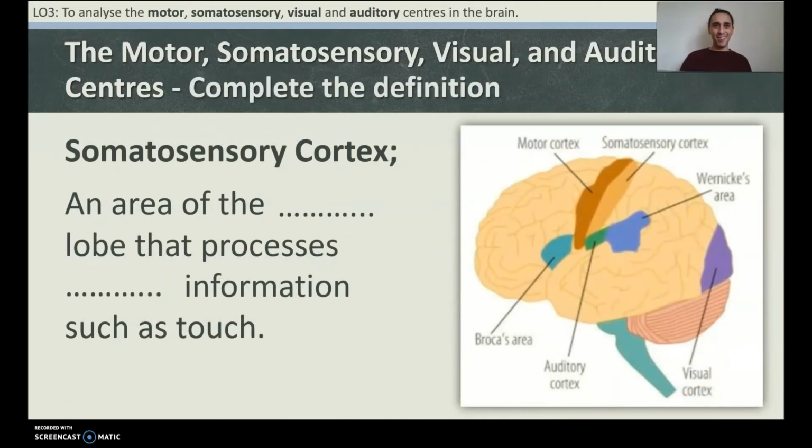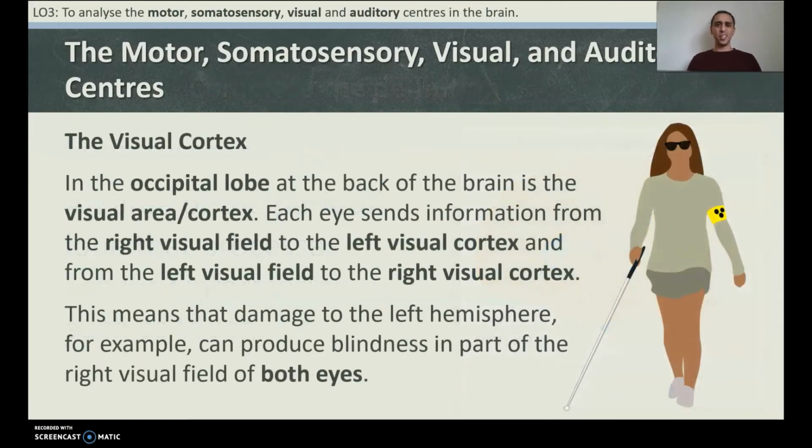So let's fill that in, right? Somatosensory cortex. It's an area of the parietal lobe that processes sensory information such as touch. Good. I knew that.